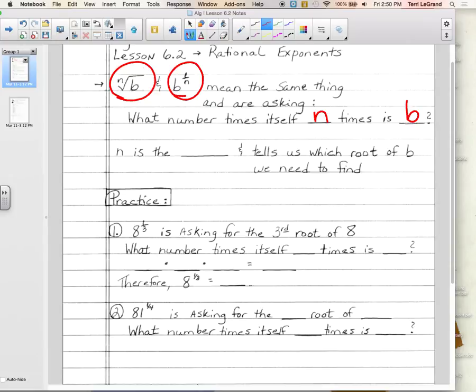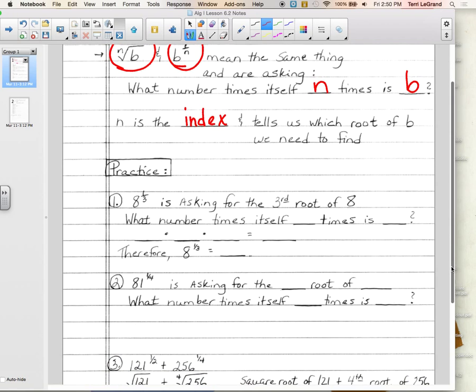Okay? Another thing we call n is the index. So if they ask you what's the index, it's really saying which root. Do you want to find the square root? Do you want to find the cube root? Do you want to find the 4th root? Do you want to find the 8th root? What is it that you're looking for of your base? So index and root kind of mean the same thing.